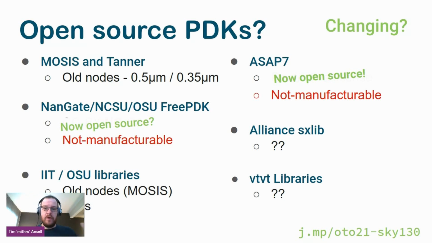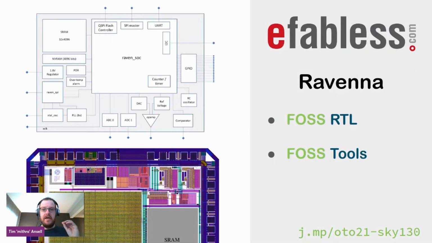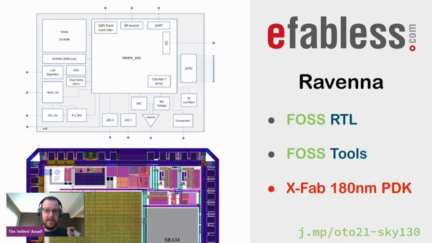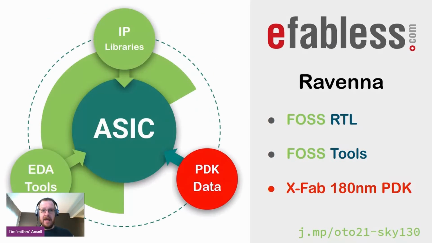The reason this is problematic, though, is if you look at the fabless Rovana chip, they had fully open source RTL, they used fully open source tools, but they used an XFAB 180 nanometer PDK, and the XFAB 180 nanometer PDK is not an open source PDK. And so if you think about it, this PDK data, because it's so fundamental to the manufacturing, infects the rest of the design and makes it pretty much impossible for them to release something that other people can reuse without having to think.